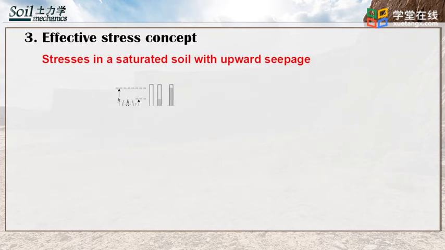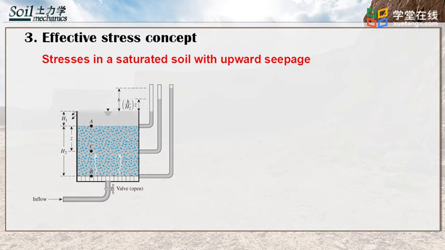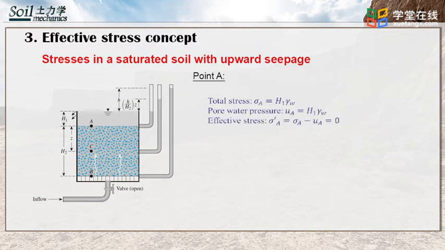Now, let's find out the stress at point A, B, and C in saturated soil with upward seepage. For point A, the total stress equals H1 times γ_water, and the pore water pressure also equals H1 times γ_water, and hence leads to effective stress of 0 by using the total stress minus pore water pressure.